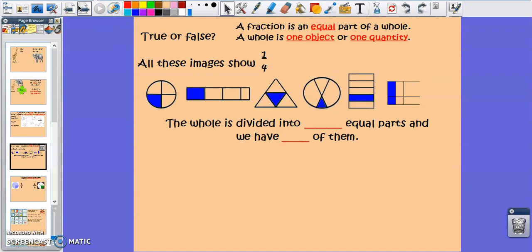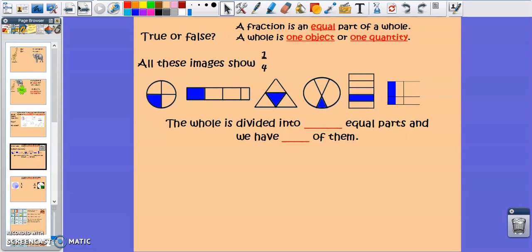Now, have a think about this then. True or false? All of these images show 1/4. Have a think about what we've talked about, the idea that a fraction is an equal part of a whole, and a whole, remember, is one object or quantity. Do all of these shapes show 1/4?